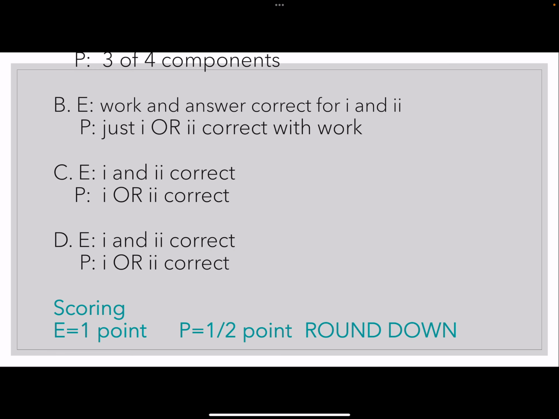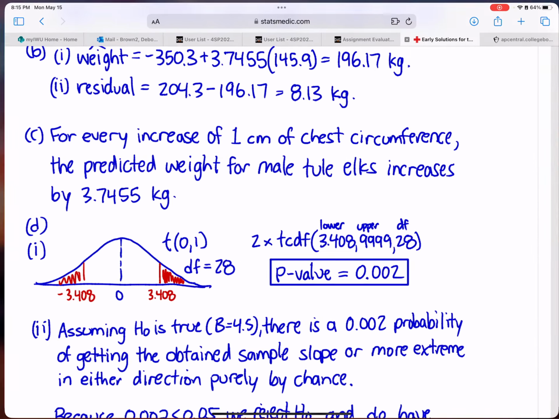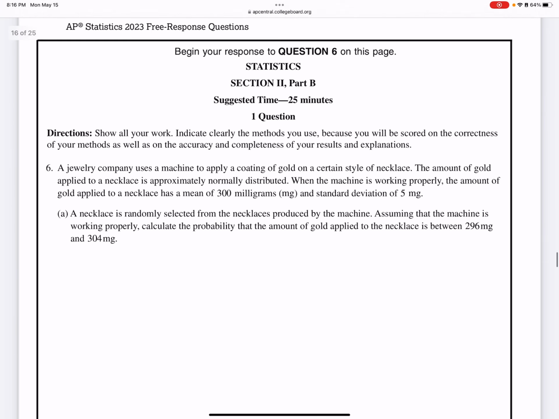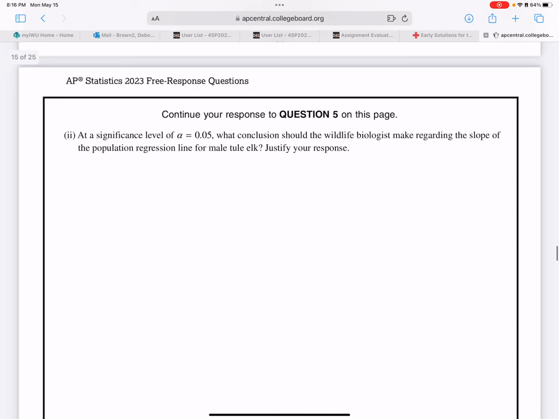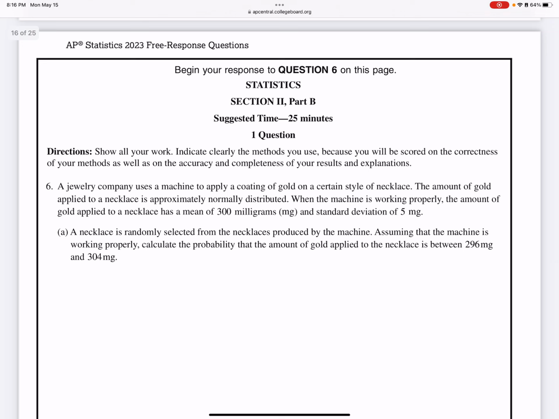Okay, the next part here is we're going to go to number 6. So number 6, the question was about Cleo. And if you didn't get this last one, I apologize, for number 5, that's what the question was. Okay, so for number 6, Cleo has necklaces in her store, and the average weight of her necklaces is 300 milligrams with a standard deviation of 5. What's the probability of obtaining a necklace size between 296 and 304?